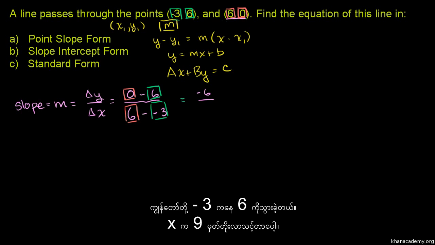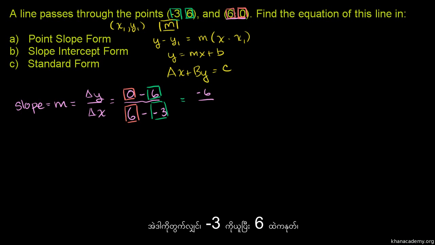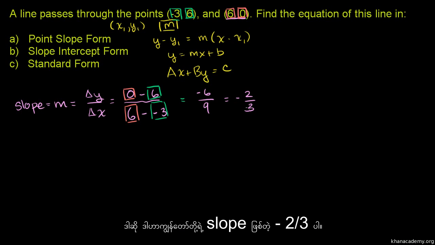We went from -3 to 6. It should go up by 9. And if you calculate this, take your 6 minus -3. 6 minus -3, that's the same thing as 6 plus 3. That is 9. And what is -6/9? Well, if you simplify it, it is -2/3. You divide the numerator and the denominator by 3. So that is our slope, -2/3.